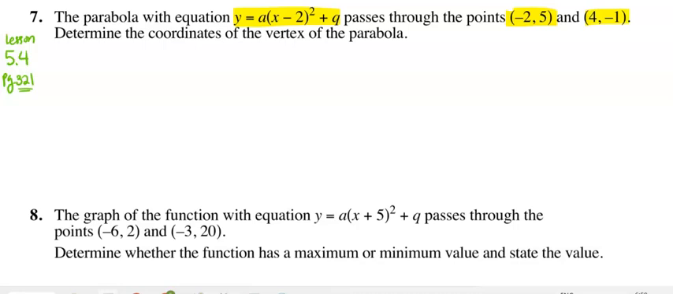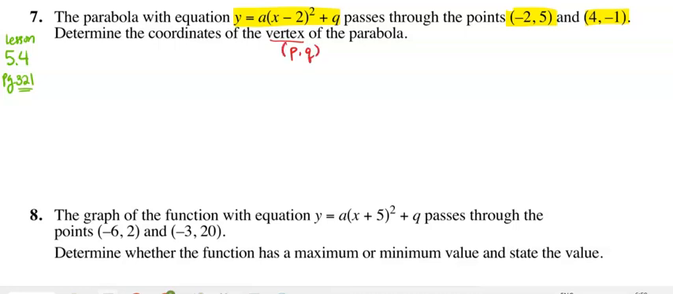So in this case, we're not actually being given the vertex. All we're being given is 2 points. They could be anywhere on the graph, so please don't assume that one of them is a vertex. We actually have to determine what the vertex of the parabola is. So in a sense, we're trying to figure out what p, q is.